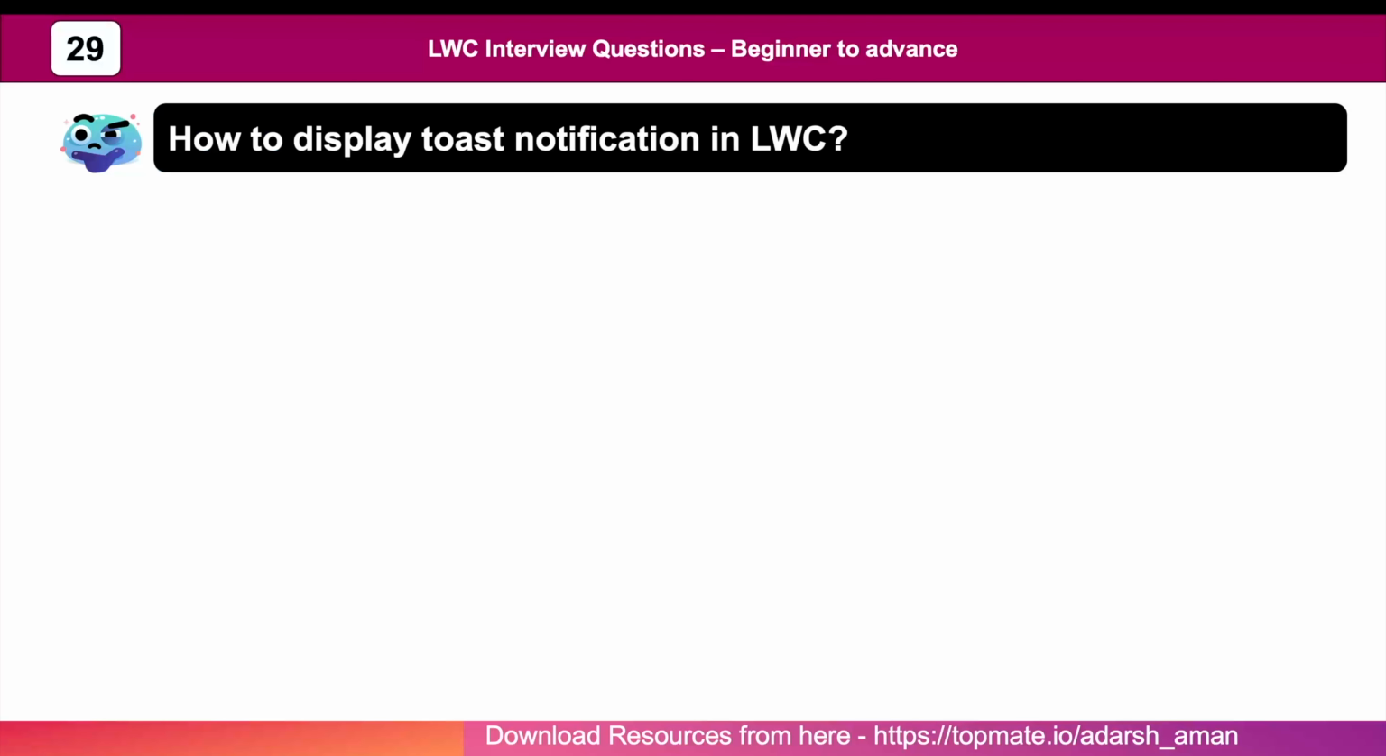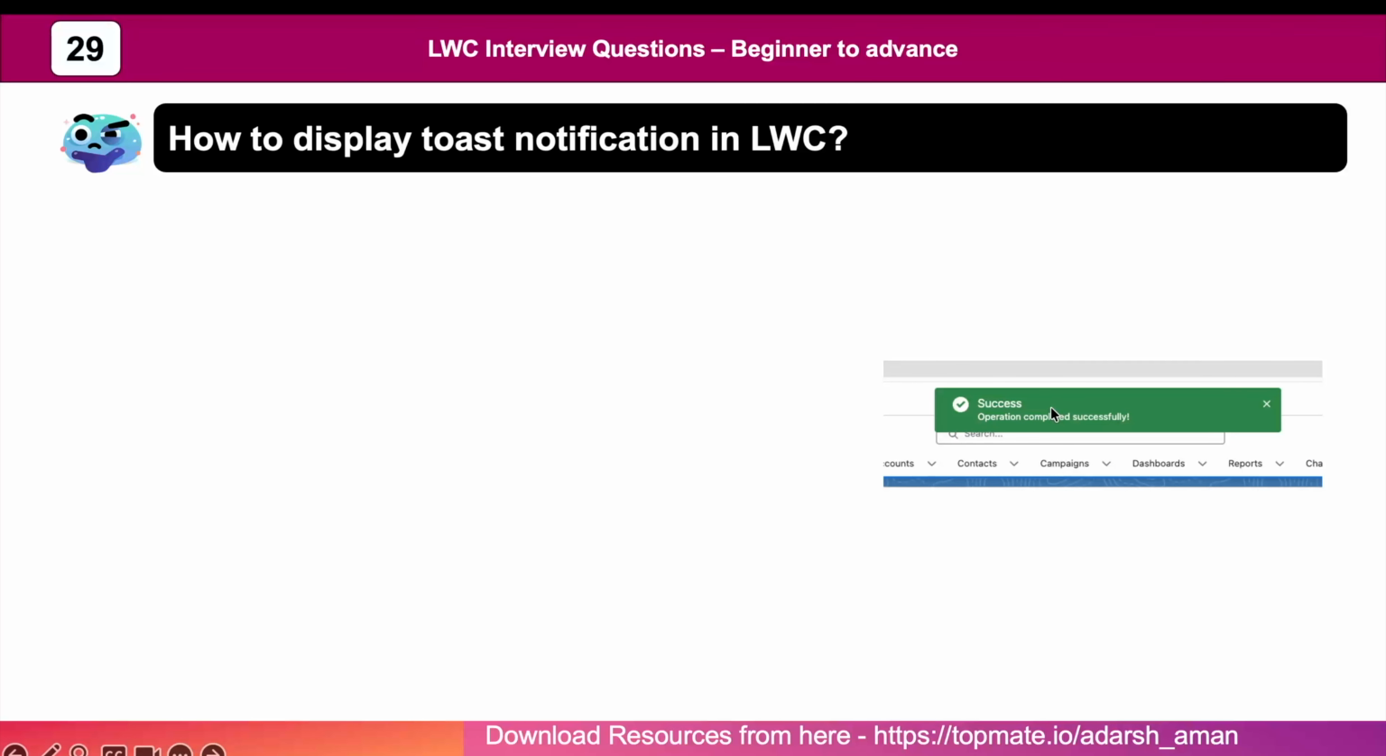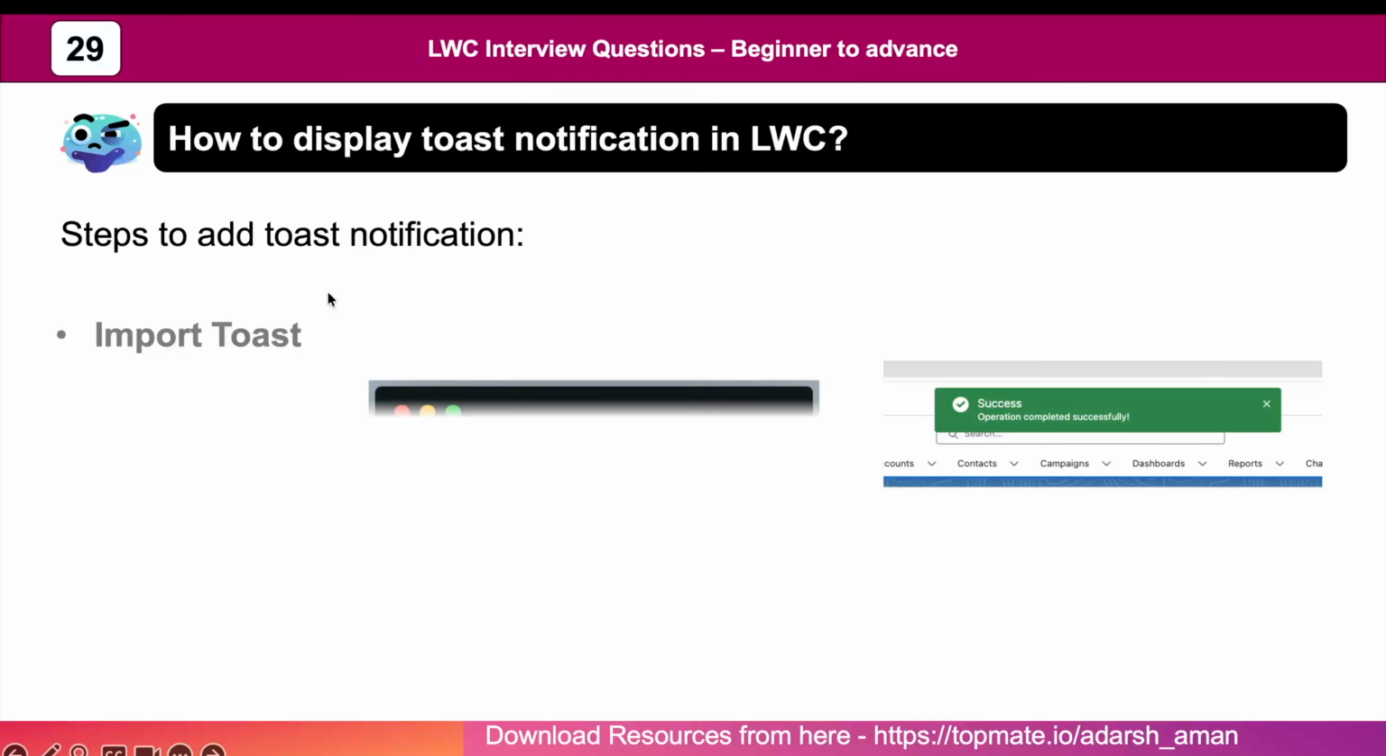Moving on to the next question, how to display toast notification in LWC. So this is an example of a toast notification. Let's say whenever you update anything or create any record from the LWC, you want a success or a failure message on the UI in the form of a toast. So this is where we need to use the toast notification in LWC. What are the different steps to add toast notification in LWC?